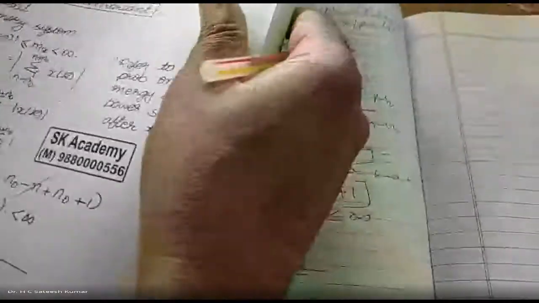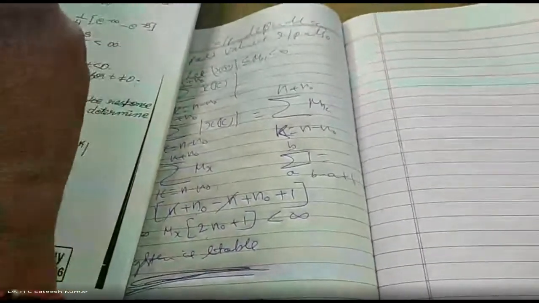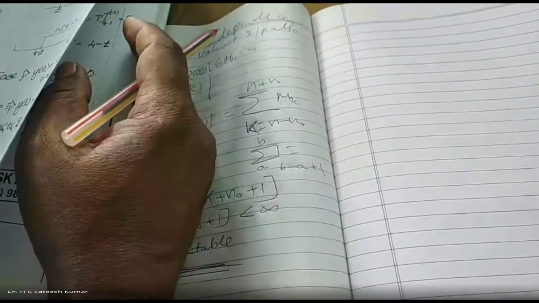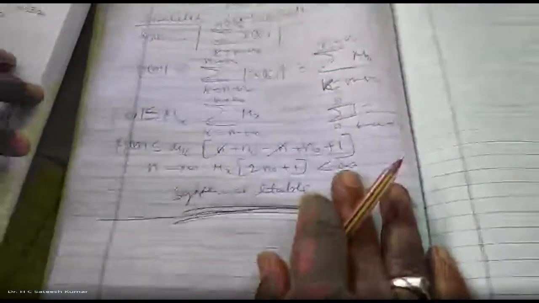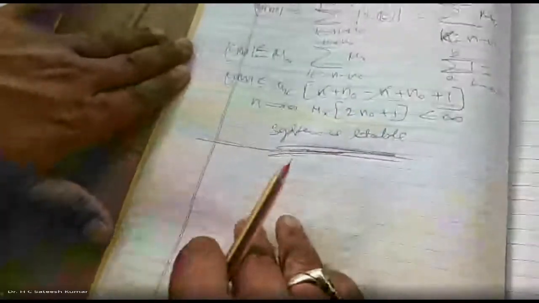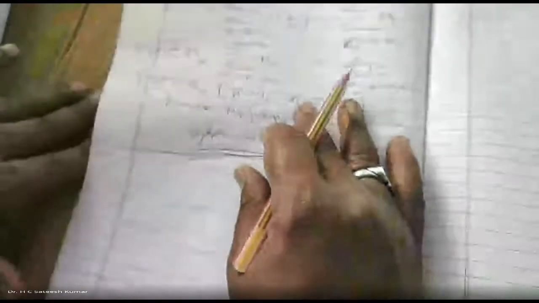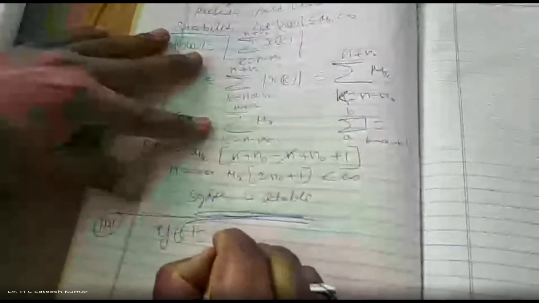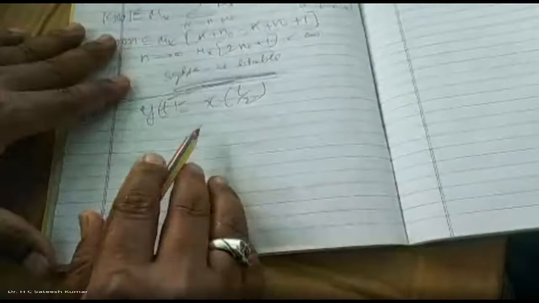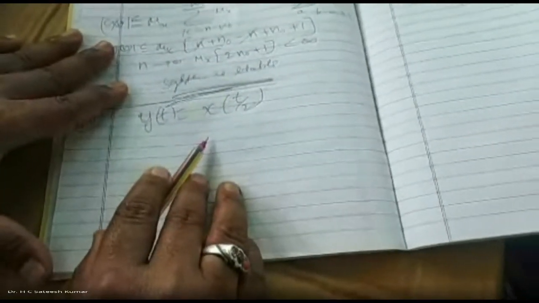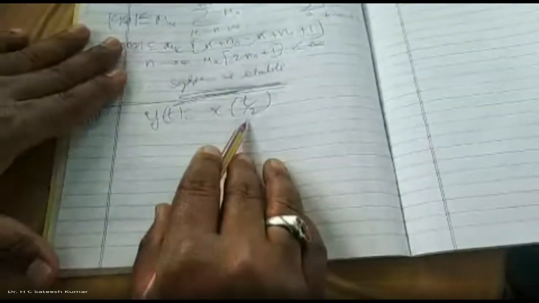Discuss y of t is equal to x of t by 2. And two problems I wanted to discuss in this one. These are the variety of problems that I have seen in the past. y of t is equal to x of t by 2.